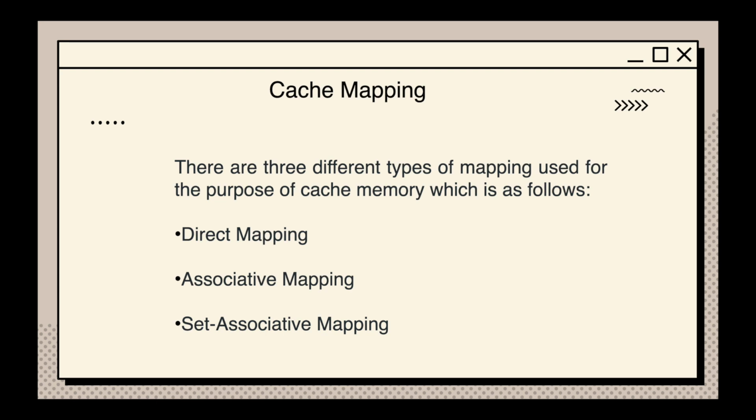The simplest technique, known as direct mapping, maps each block of main memory into only one possible cache line. In other words, direct mapping assigns each memory block to a specific line in the cache. If a line is previously taken up by a memory block when a new block needs to be loaded, the old block is trashed. An address space is split into two parts, an index field and a tag field.